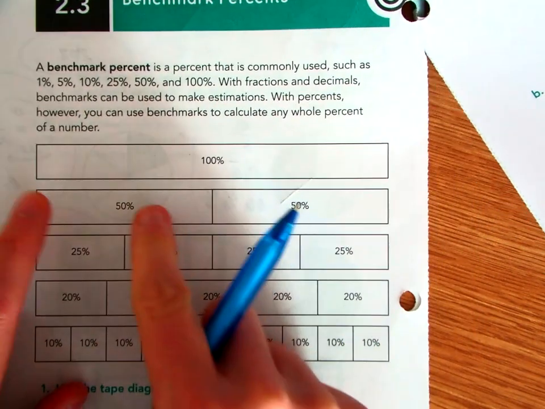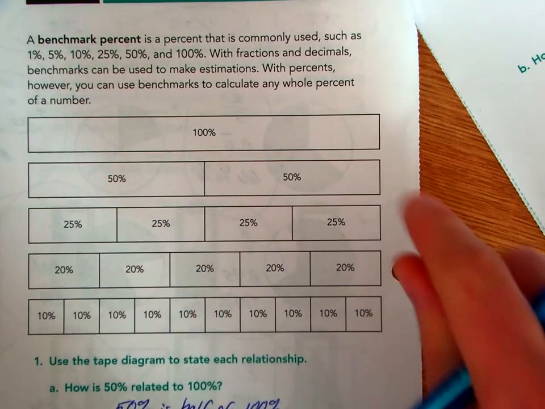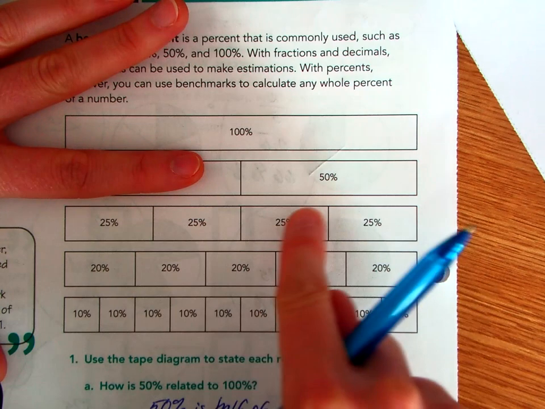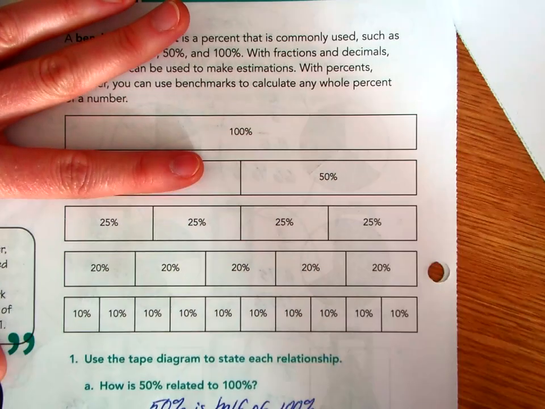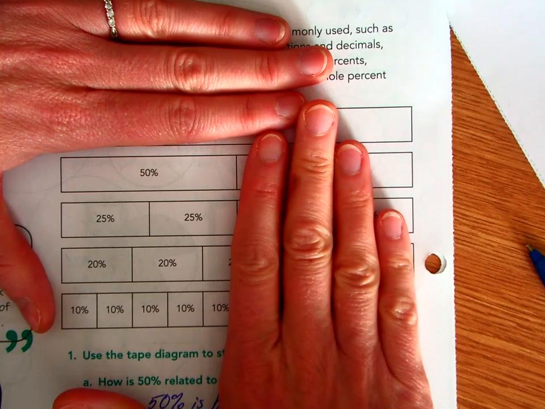Let's look at that. See how it takes 2 of these to make 1 of these? That's 50% is half of 100. 25%. Ignore the 50 for a second. It takes 1 of these, 2 of these, 3 of these, 4 of these to make 1 of those, or 2 of these to make 1 of those.